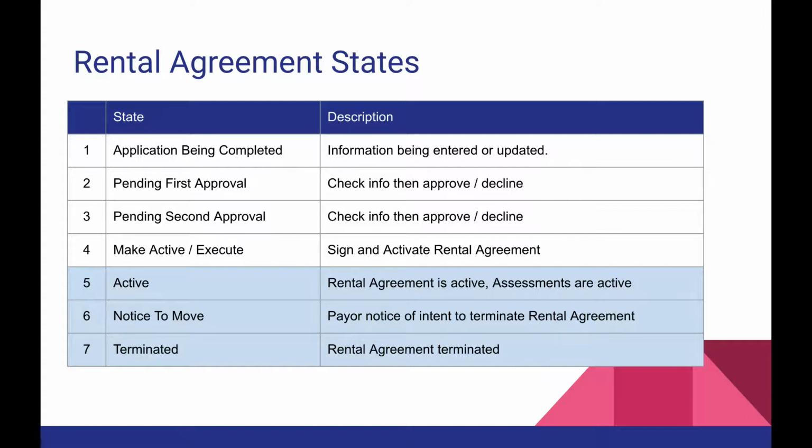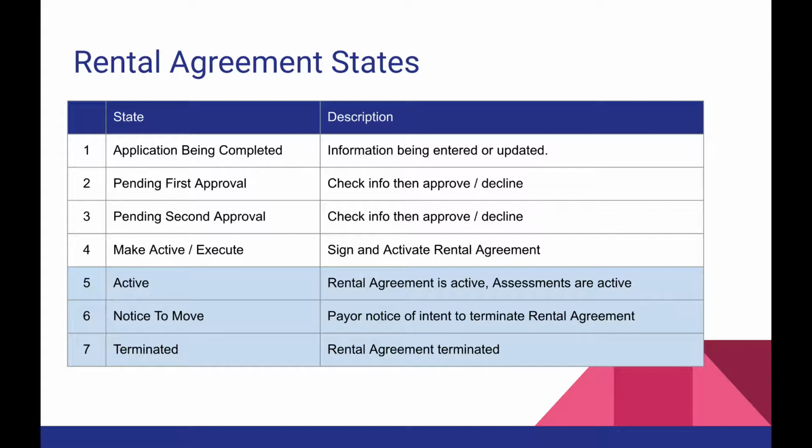This table shows all the states that a rental agreement can be in. Let's quickly go through them. First, we have application being completed. That's pretty straightforward. We're just filling in the basic information. Once that's done, we move into the pending first approval state.